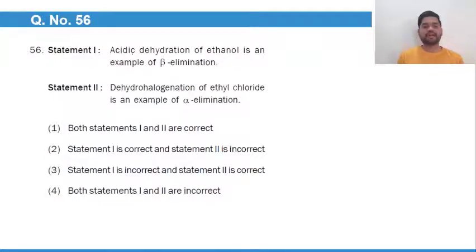56. Statement 1. Acidic dehydration of ethanol is an example of beta elimination. True. Dehydrohalogenation of ethyl chloride is an example of alpha elimination. False. It is also beta elimination. Okay, so 1 is true, 2nd is false. So statement 1 is correct, statement 2 is incorrect, and hence option 2 will be the best answer.